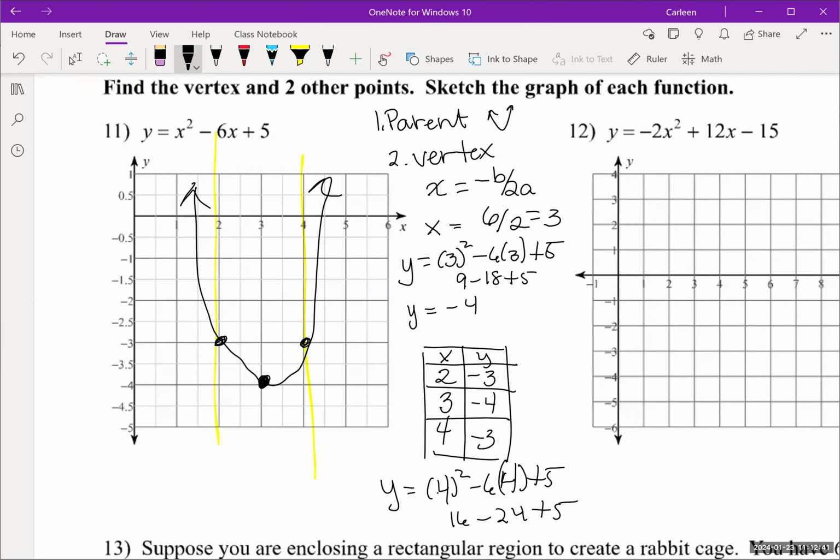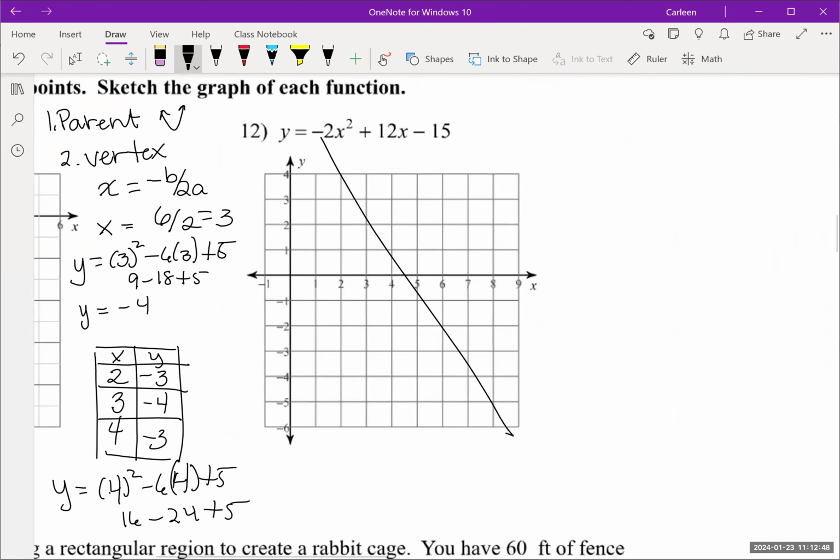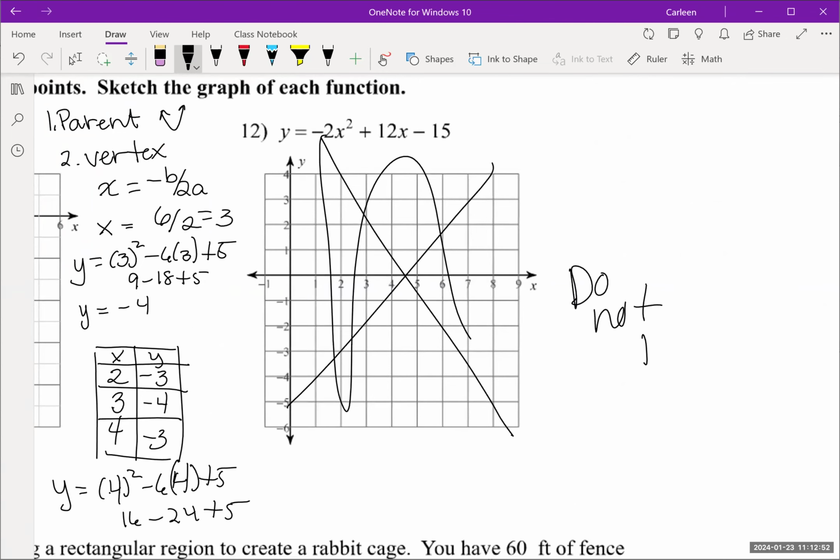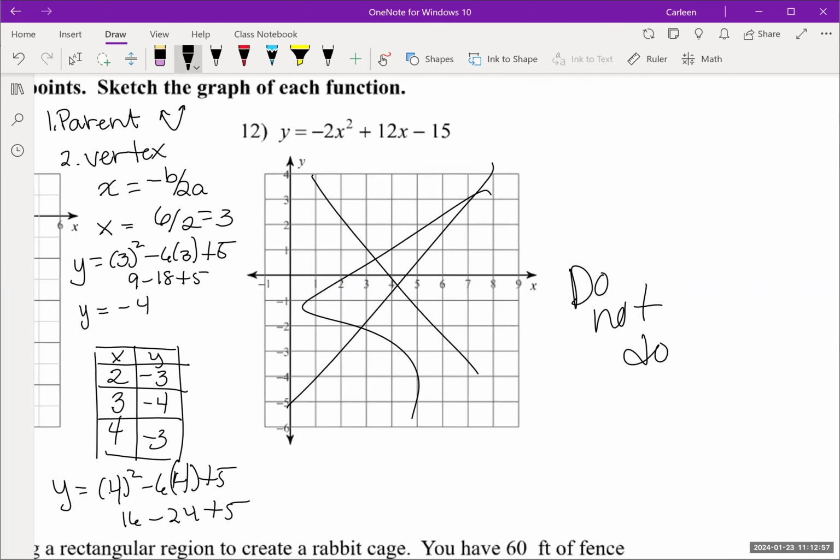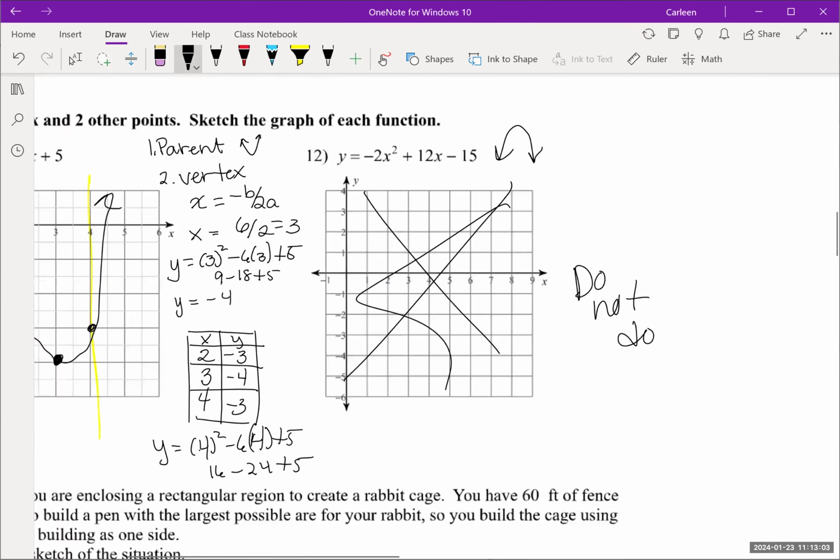Okay, so parent graph, vertex, table of 3 values. Do not do number 12, but I'll tell you it is an upside down graph, right? Otherwise, same thing.